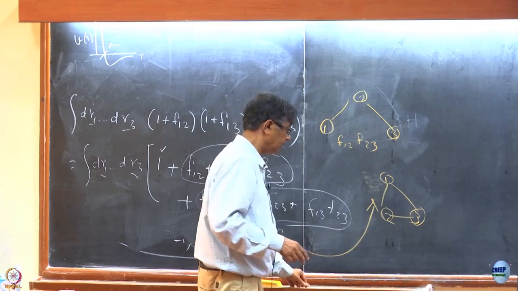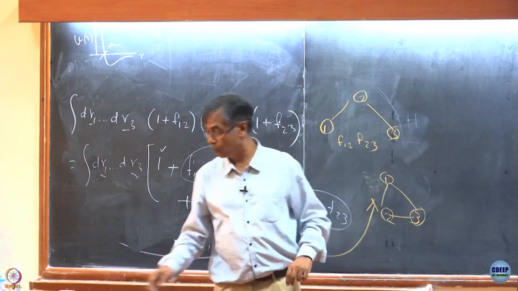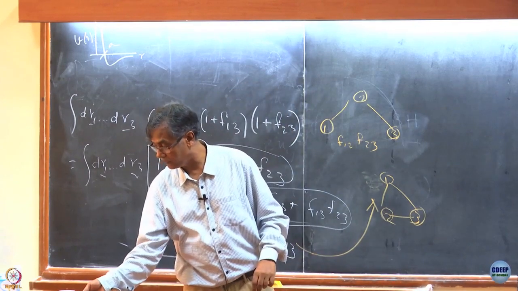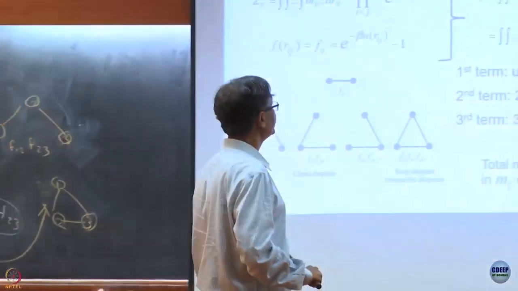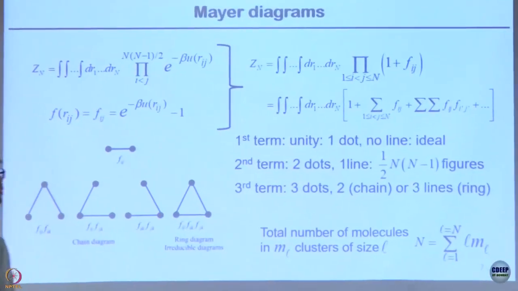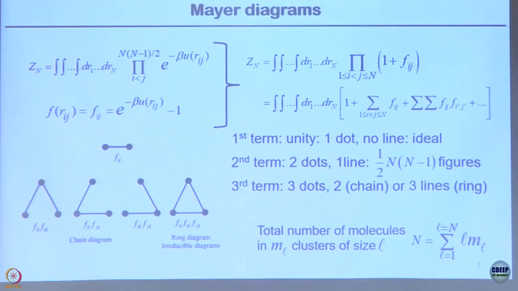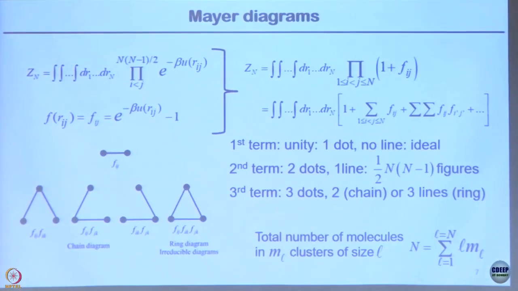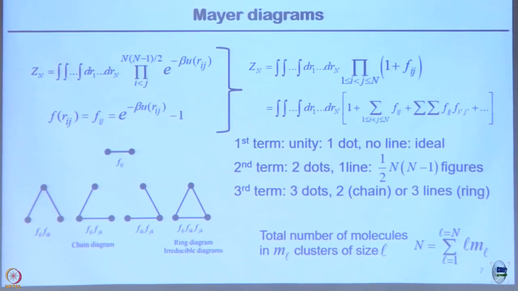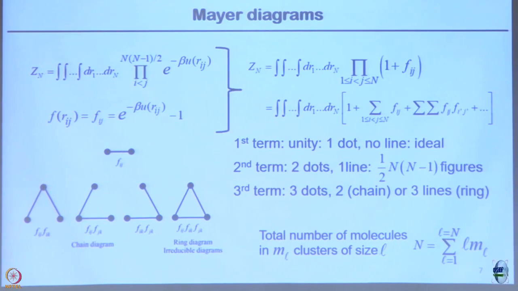So let us see what Mayer did with all this beautiful stuff. This is called decomposition of a partition function. This is universal. This is used everywhere in physics and chemistry, in many body physics. If you take Fetter-Walecka or any many body physics book, this is the first thing that anybody does. And there it is called the Mayer-Ursell cluster expansion.